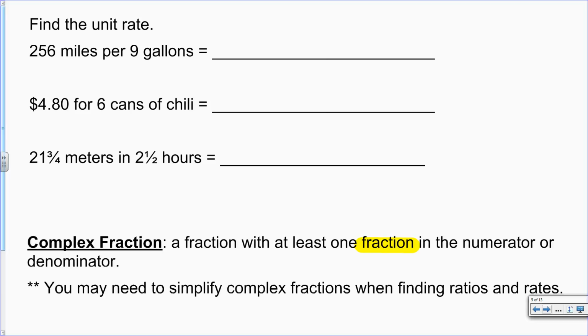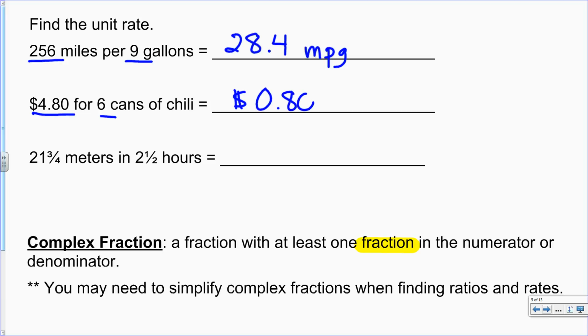Okay, on this first one you should have divided 256 divided by 9 and you got 28.4 repeating, so we'll just round that to 28.4. And then we would say miles per gallon. Units are very important. On the next, we're going to take $4.80 and divide it by 6. And you get 0.8. But we're talking about money here, so we would need to change it to 80 cents. And then that would be 80 cents per can. You've got to have your units.